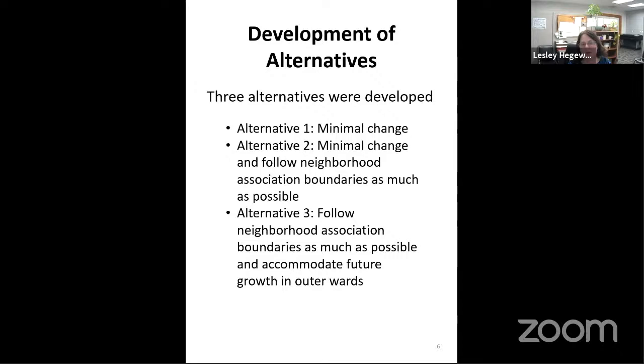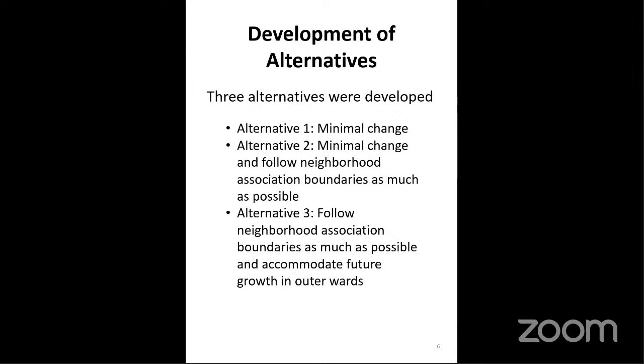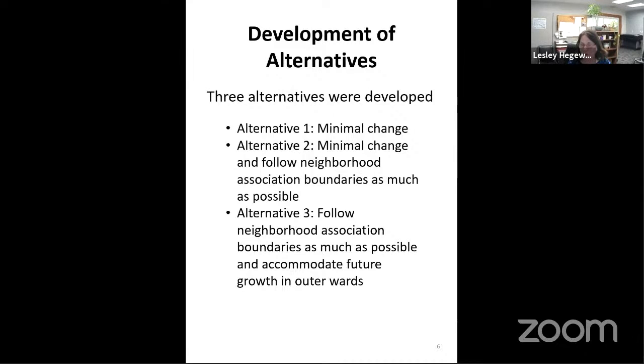Alternative 2 is the minimal change, but we've also tried to align the boundaries with neighborhood association boundaries as much as possible. And alternative 3 follows the neighborhood association boundaries as much as possible, but we've also designed the outer wards, or kind of on the outer edge of the city, to be able to accommodate future population growth. So we've tried to get the numbers a little bit under the target where we can.